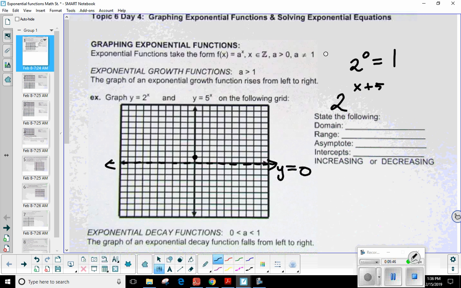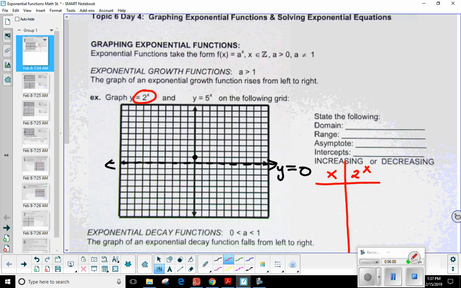Very good. Okay, well, let's just go ahead and plot a few points. How about we do these in some different colors? I'll do 2 to the x in red. Okay, and let's create a table here to help us out. So x, 2 to the x. Let's do a range, maybe just -2 to 2. My teachers way back in the day just did a nice little span of numbers like that. So now let's plug them in one at a time.